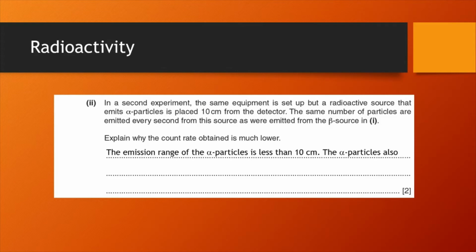The emission range of alpha particles is less than 10 cm. The alpha particles also have larger mass, which causes more collisions than the beta particles. We move on to question 10B.